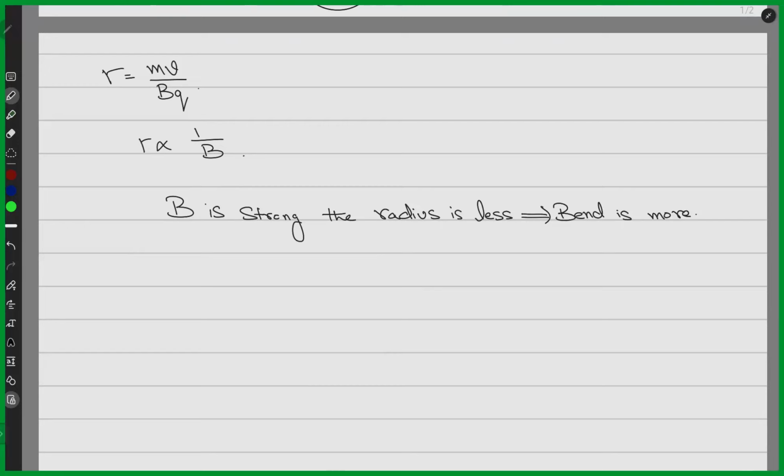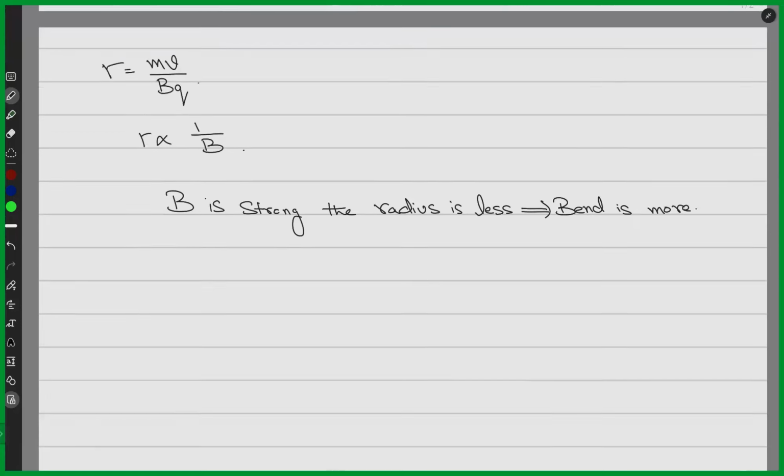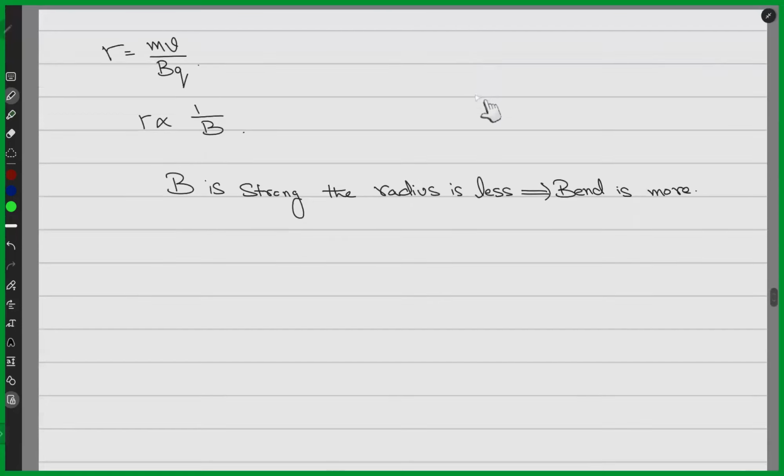And that happens because if the magnetic field is strong, that implies that it would generate a stronger magnetic force. So the particle that was moving inside that magnetic field experiences a much stronger magnetic force for a stronger magnetic field, which means that its path is more likely to be bent more, and hence there would be a smaller radius of the circular path that is formed.